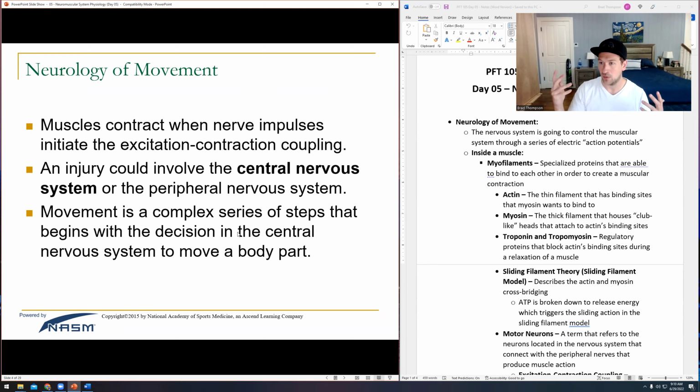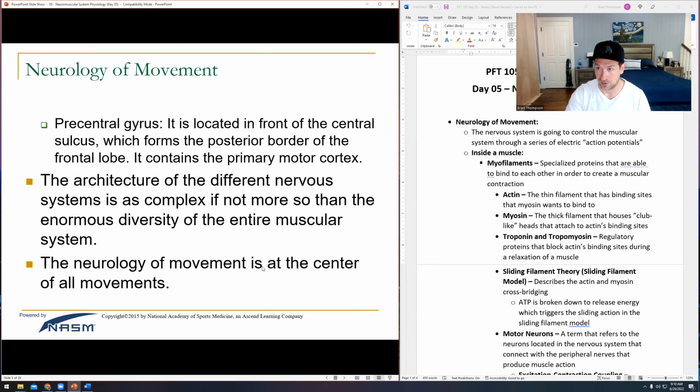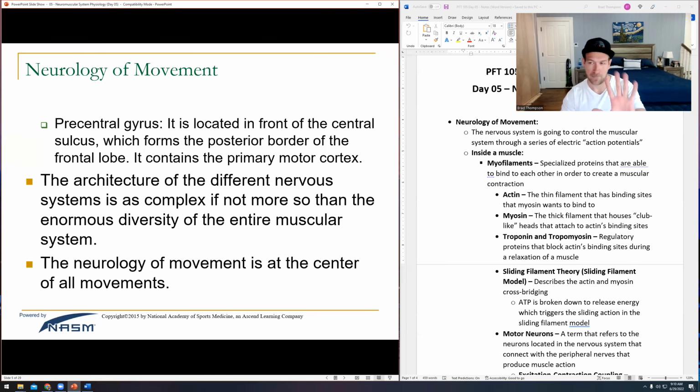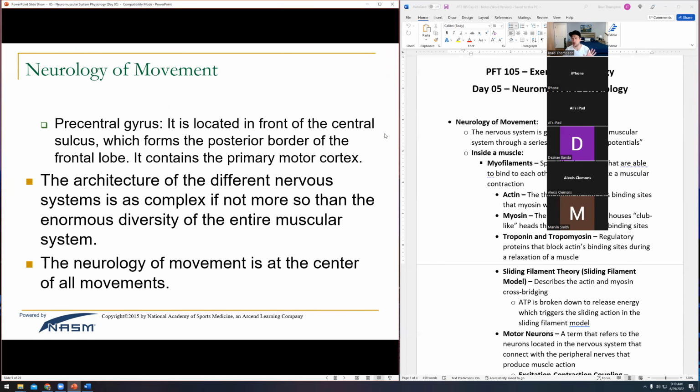So when we talk about human movement, right, it's a very complex series of steps that begins with a decision made by your central nervous system that is then carried out by the peripheral nervous system by recruiting your muscular system. Your peripheral system is the actual connection there. So we're going to look at a couple different parts of the brain here. And like I said, I don't need you guys to have these memorized, so we're going to move through this fairly quickly. But there's a couple different places in your brain.